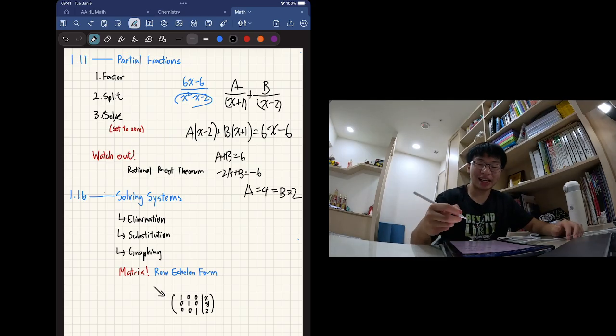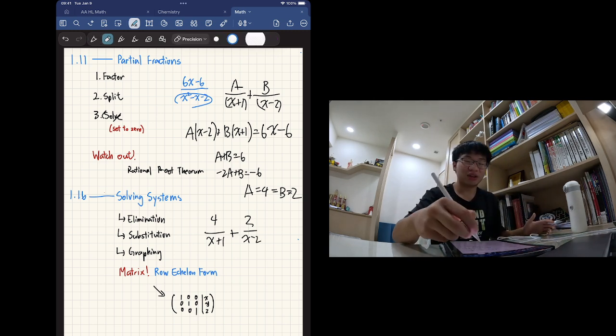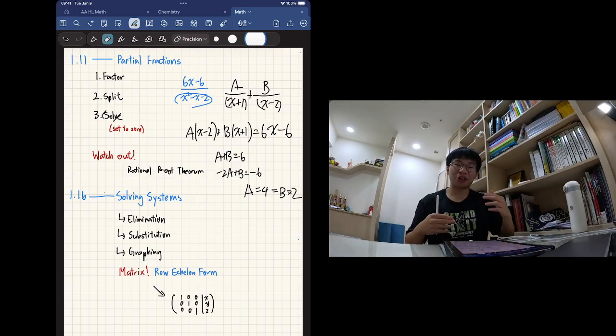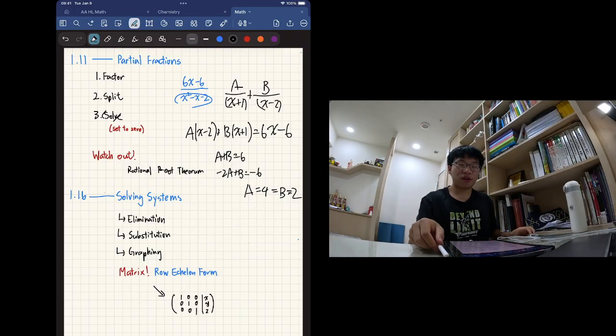So you gotta write down at the end that this will be equal to 4 over x plus 1 and plus 2 over x minus 2. So that's how you reverse the partial fractions. It's easy to take two fractions and add them together, but it's a bit harder to reverse engineer the process.